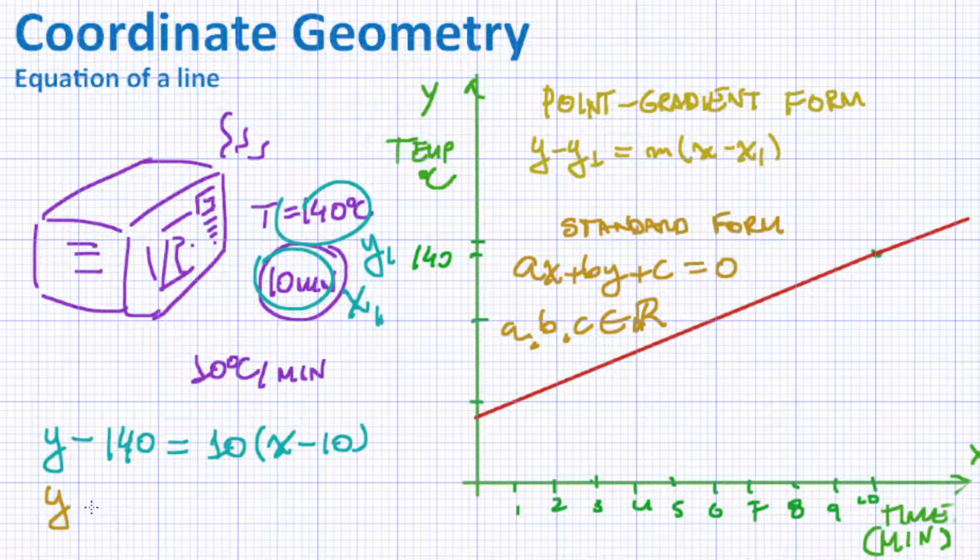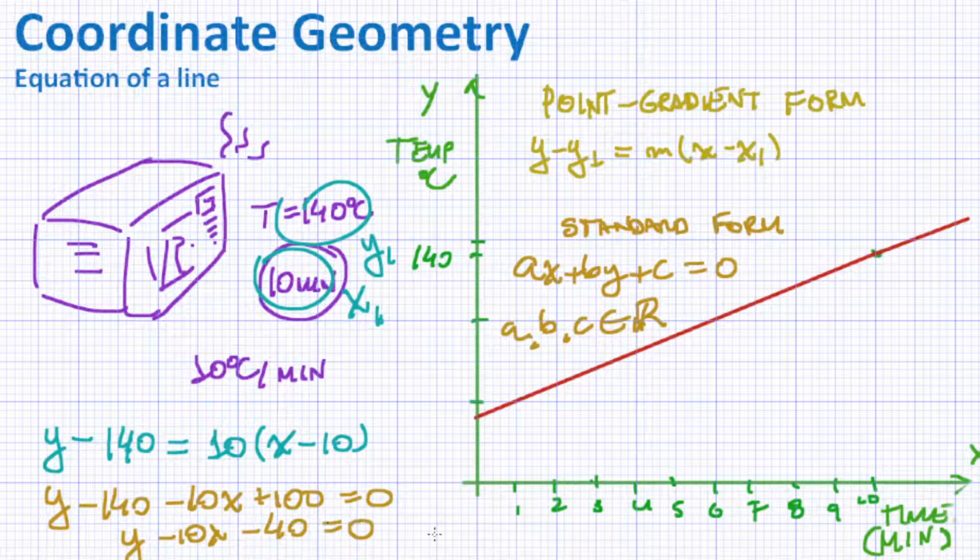So we would get y minus 140 equals 10x minus 100. Moving terms to the left hand side, it is equal to 0. Now we can work those numbers here, so we'll get minus 40. So y minus 10x minus 40 is equal to 0. This would be the standard form or the general form for this line.